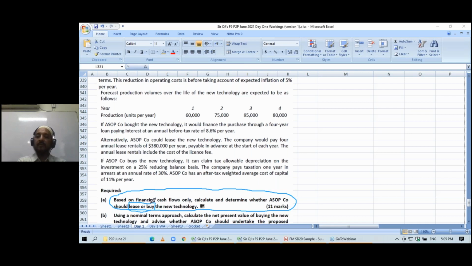We have to calculate two NPVs. One NPV in case we lease the asset, right? And second, in case we buy that asset. Buy means we borrow first and then buy the asset. So how should we obtain the asset? This is a financing decision question as well, that whether we should obtain a loan and then buy the asset, or we should obtain a lease.